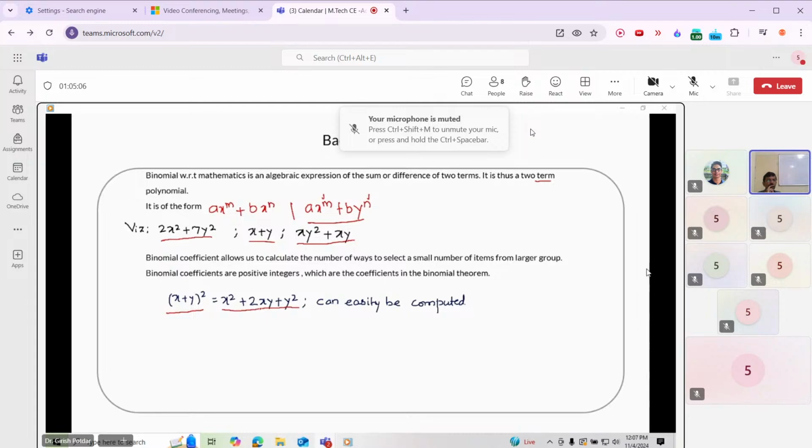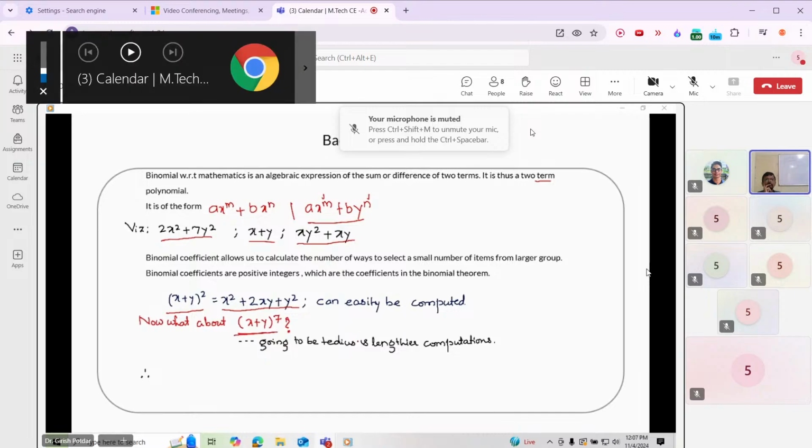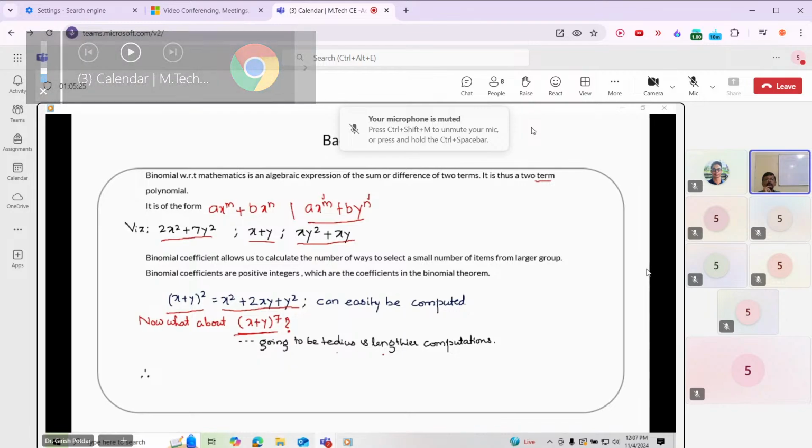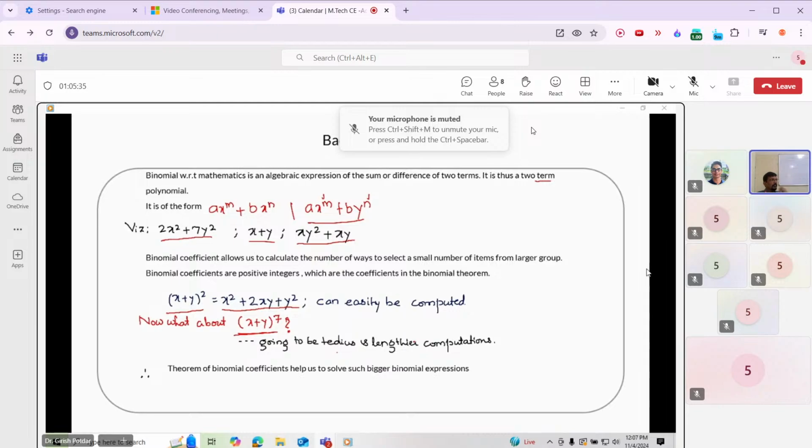So this has all the components in two terms, so it can be easily computed, isn't it? So we can find the roots very easily. Now, what is going to happen if my equation is, say, (x plus y) raised to 7? It is going to be tedious and involves lengthier computations, right? Therefore, the theorem of binomial coefficients helps us to solve such bigger binomial expressions. So that is the background.